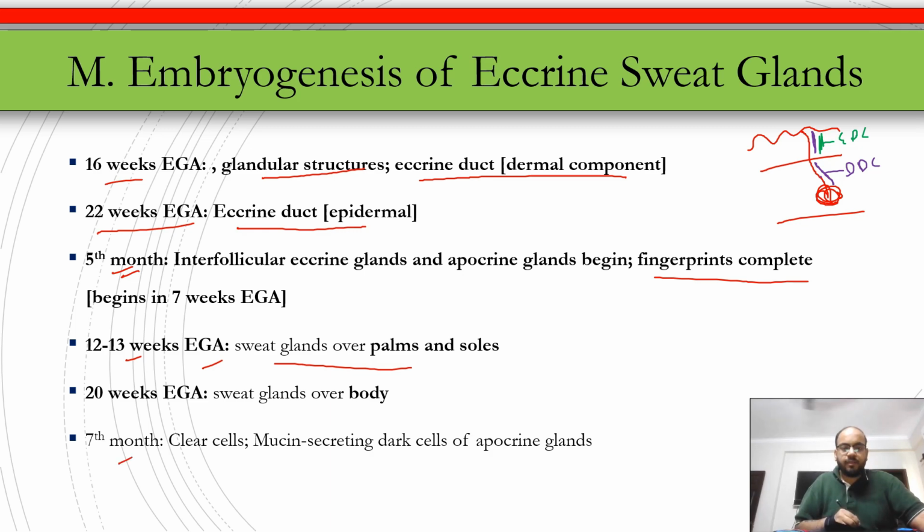Now, so at the 7th month, your clear cells and mucin secreting dark cells of the apocrine glands are formed, but that is just something I've added here. Now remember that the sweat glands at about 12 to 13 weeks EGA will first involve the palms and soles, because these are the sweaty regions. So first the development will happen over the palms and soles, and at 20 weeks you have development over the whole body. Clear? Let's move forward.